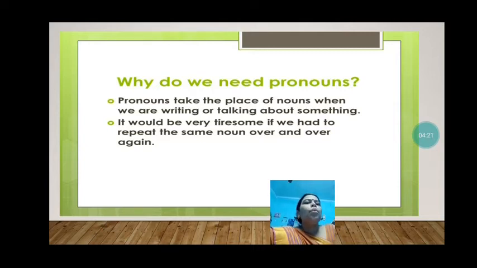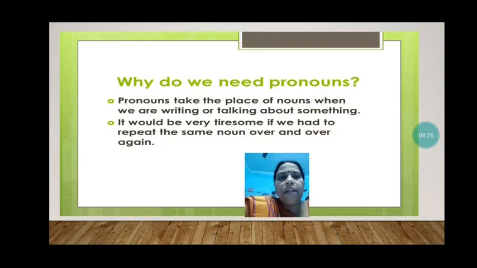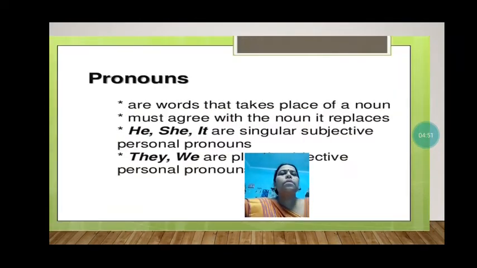Now, why do we need pronouns? Pronouns take the place of nouns. We have read that these pronouns take the place of nouns when we are writing or talking about something. It would be very tiresome if we had to repeat the same noun over and over again. It would not look nice and we'd feel tired also using the same name again and again. So instead of that, we have used pronouns.